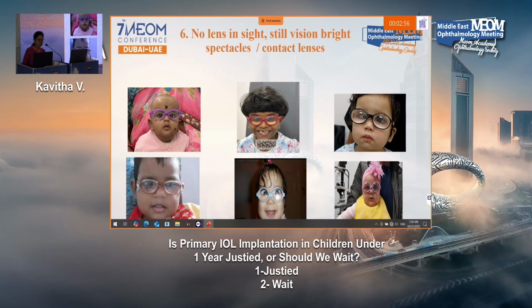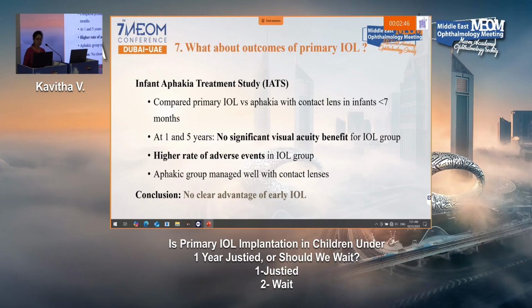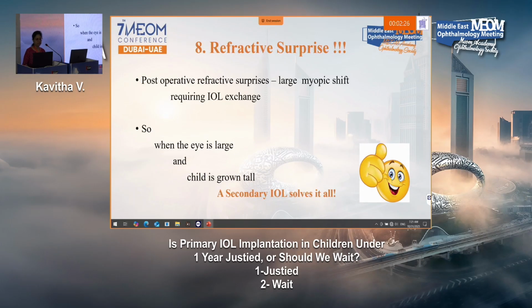So these are the children who are wearing the aphakic glasses. Is there any child who is unhappy? No. No lens in sight, still vision is bright with spectacles and contact lenses. The seventh commandment would be, what about the outcomes after implanting an IOL? As Dr. Ramesh has described, there are higher rates of adverse events in the IOL group, and I'm not sure if there's any clear advantage of early IOL other than visual rehabilitation.